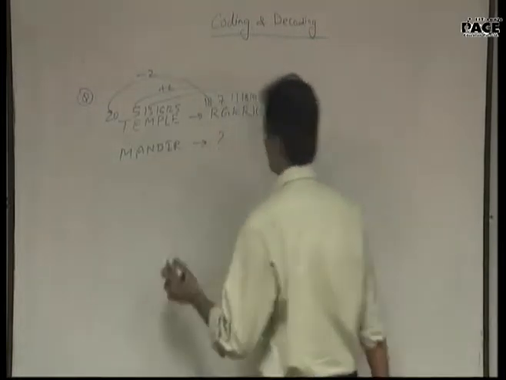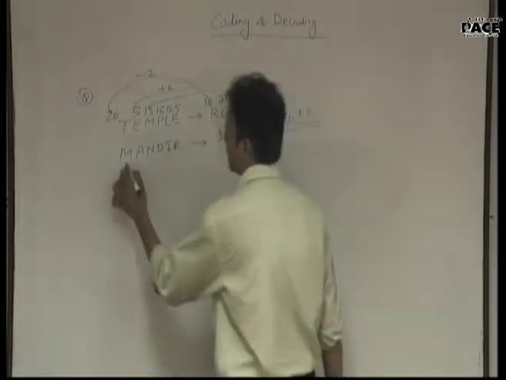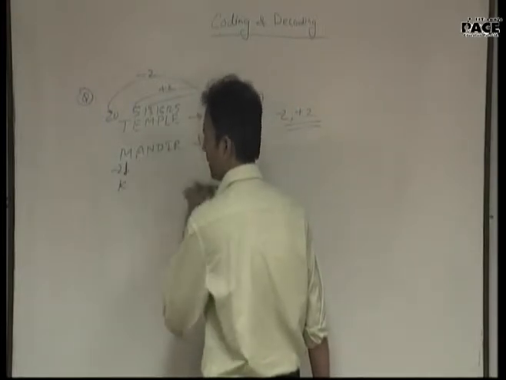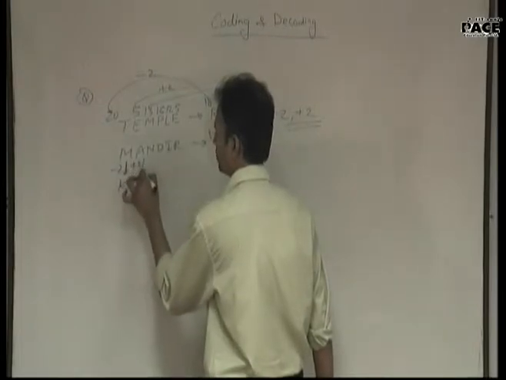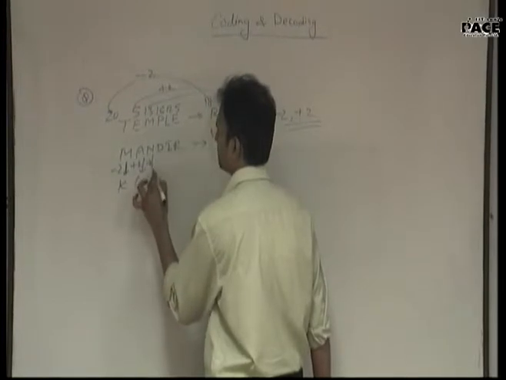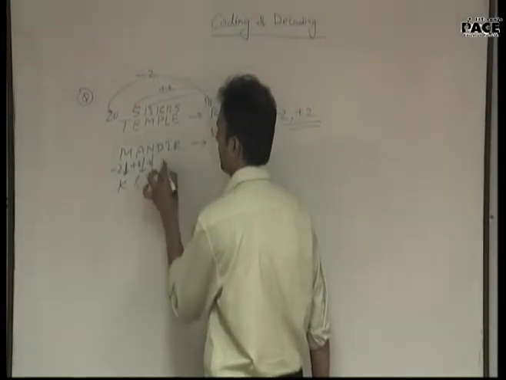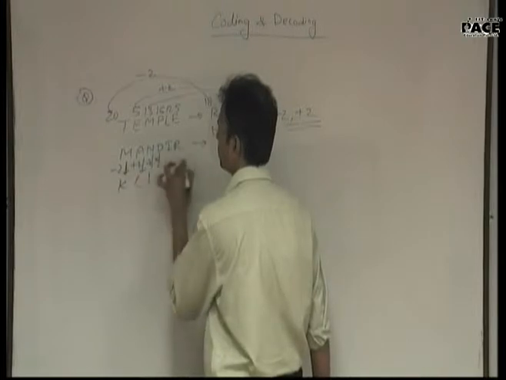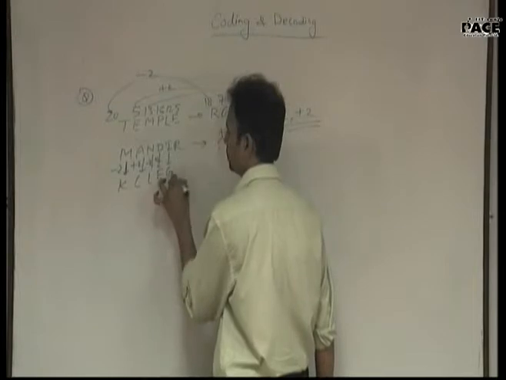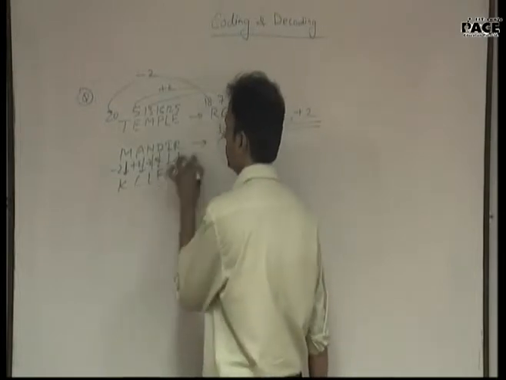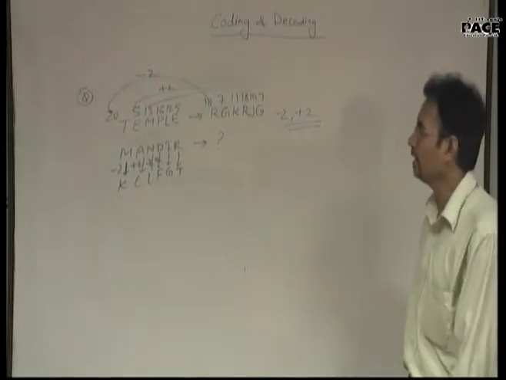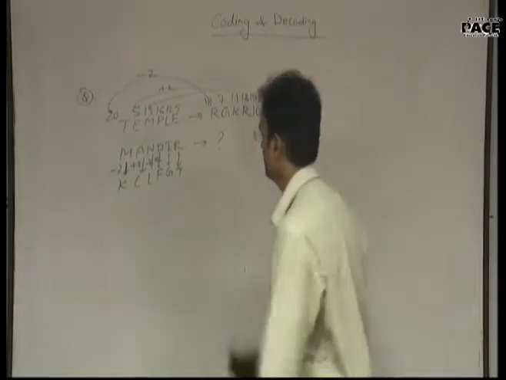Similarly, we can adopt the same method here for Mandir and we'll find K, this is minus 2, then plus 2, C, then minus 2 again, L, then plus 2, F, minus 2, G, and plus 2, T. K, C, L, F, G, and T.